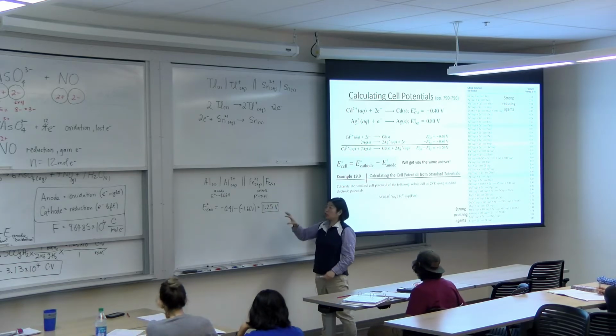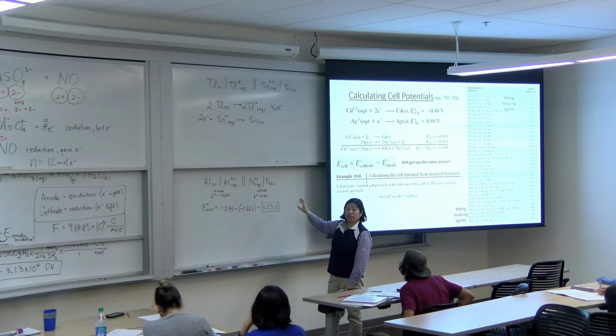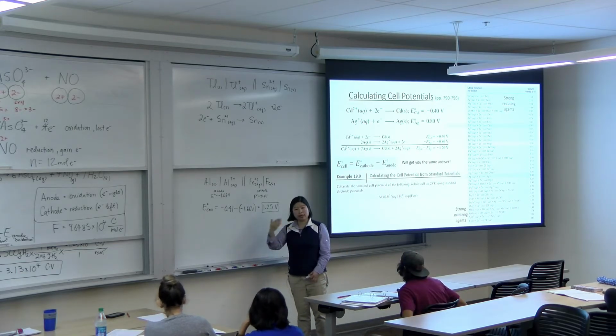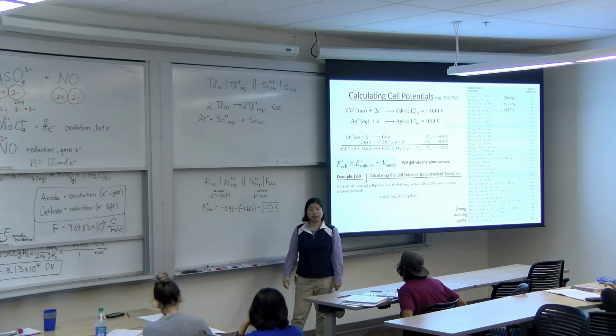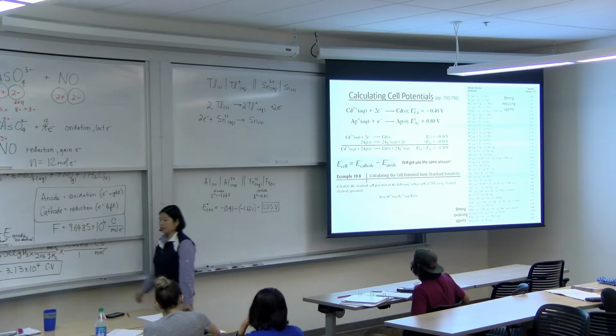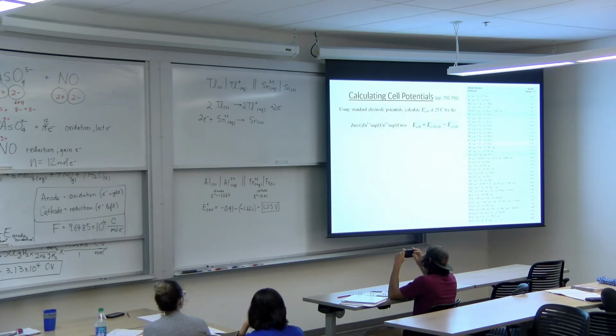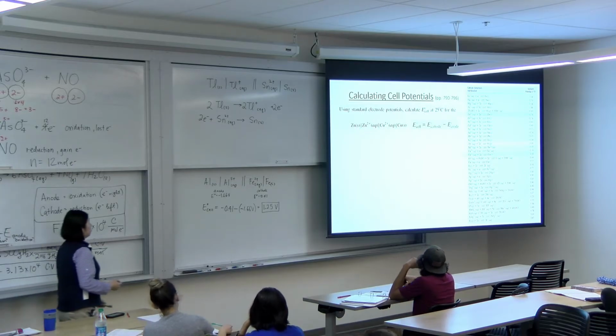If you pull it straight from the table, you don't need to change any signs. You just need to plug in, because the negative sign takes care of that. Negative sign will take care of the flipping when you do Hess's law. Okay? Any questions? No questions. All right. Let's do another one quickly.